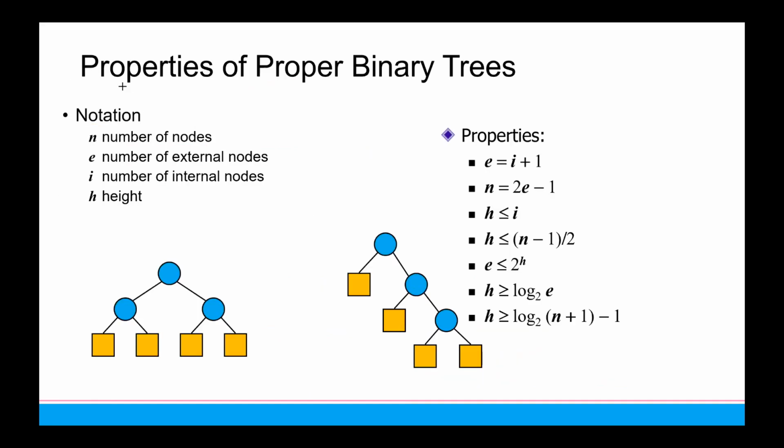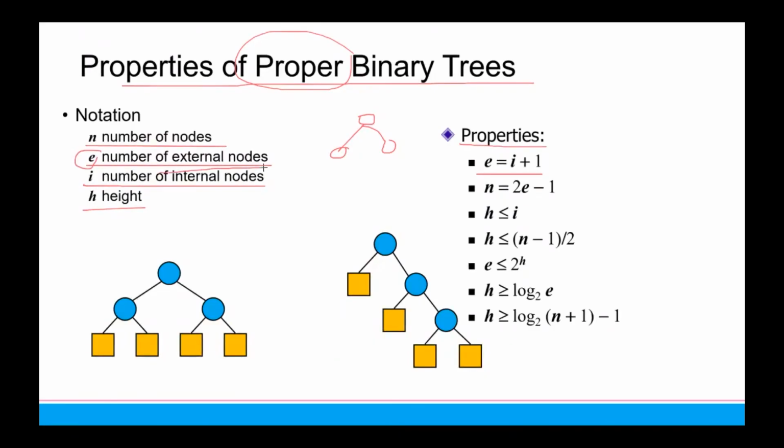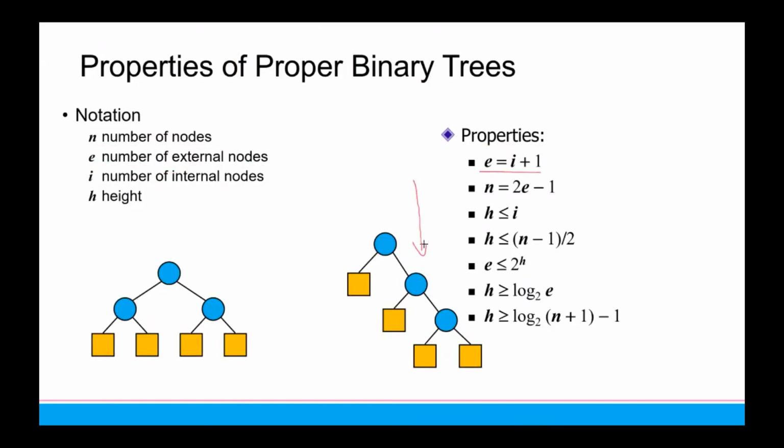So this is the property of proper binary trees. Proper means every node has two children. Okay. So n is the number of nodes, e is the number of external nodes, i is the number of internal nodes, and h is the height. The property is e equals i plus 1. What is e? e is the external node, and i is the internal node.